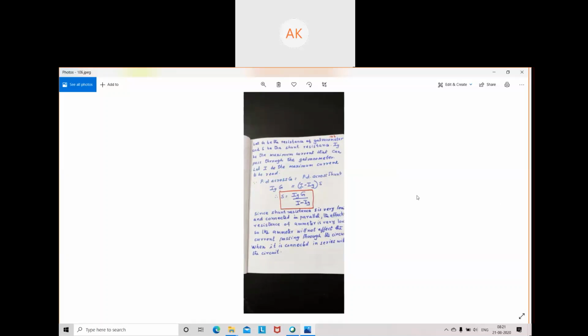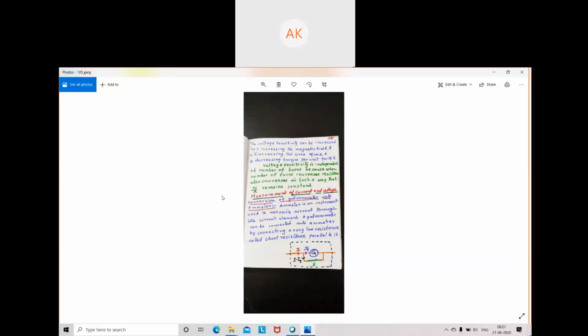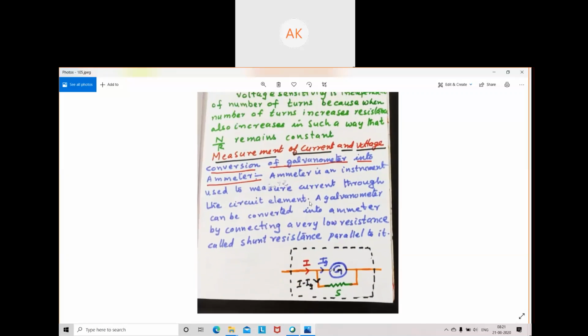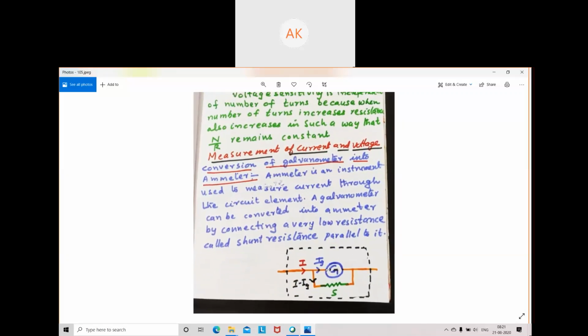Next, conversion of galvanometer into an ammeter. Conversion of galvanometer into an ammeter. You see, how will you convert galvanometer into an ammeter? You can actually do it in the lab.